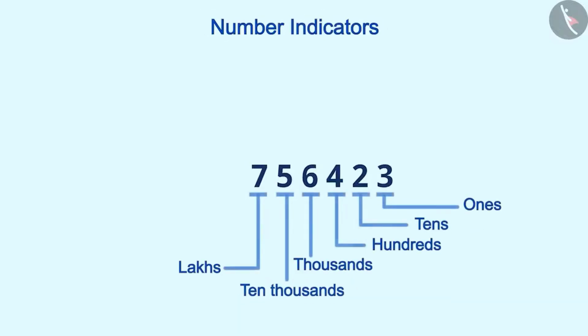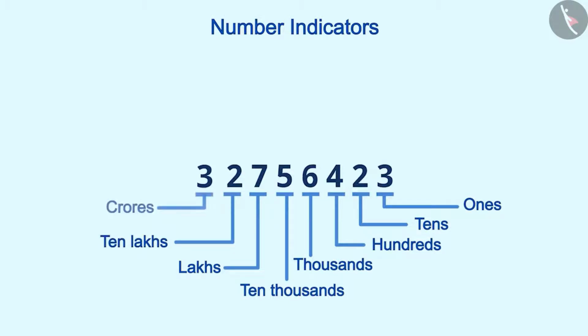While learning 6-digit numbers, we had used some indicators. If we add one more digit to it, then we will get a 7-digit number. Similarly, by adding one more digit to it, we will get an 8-digit number. For these new digits, we now need 2 more indicators, which are 10 lakhs and crores.